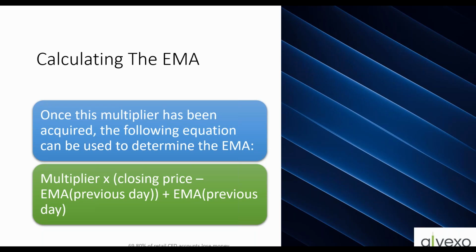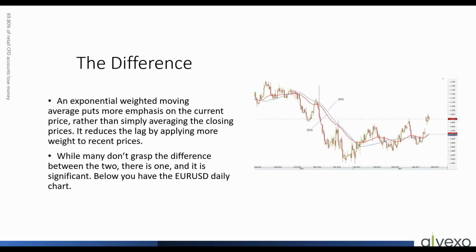So once the multiplier has been acquired, we use the following calculation: the multiplier times the closing price minus the previous EMA, plus the previous EMA. In other words, we're using 9 periods plus the current period times the multiplier. So let's go back to the chart and I'll show you an MA. It's not a big difference, but it's enough to help us be a little bit better in our trading.